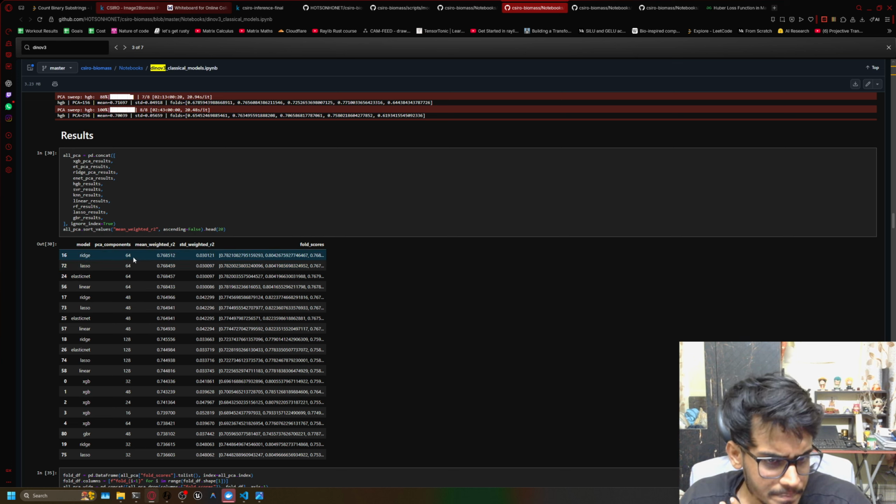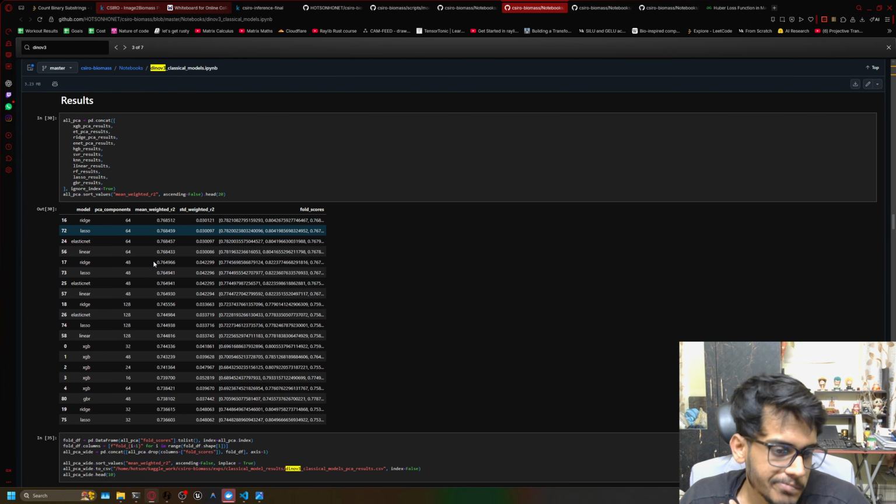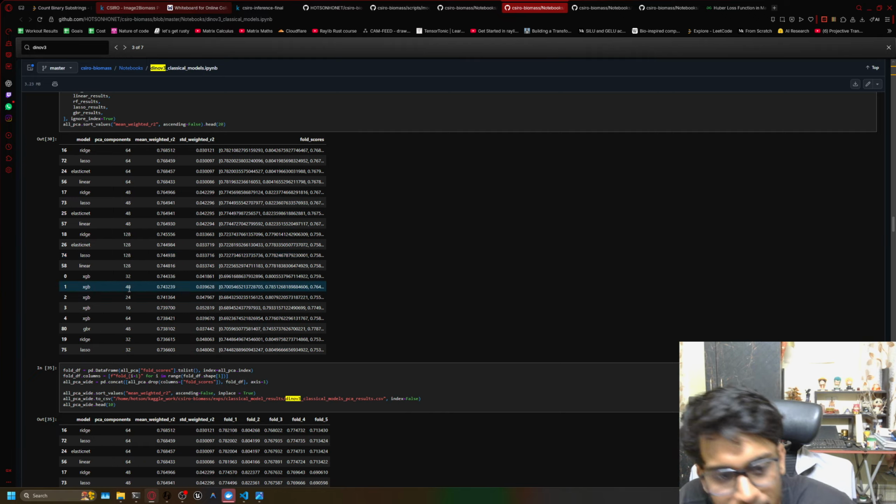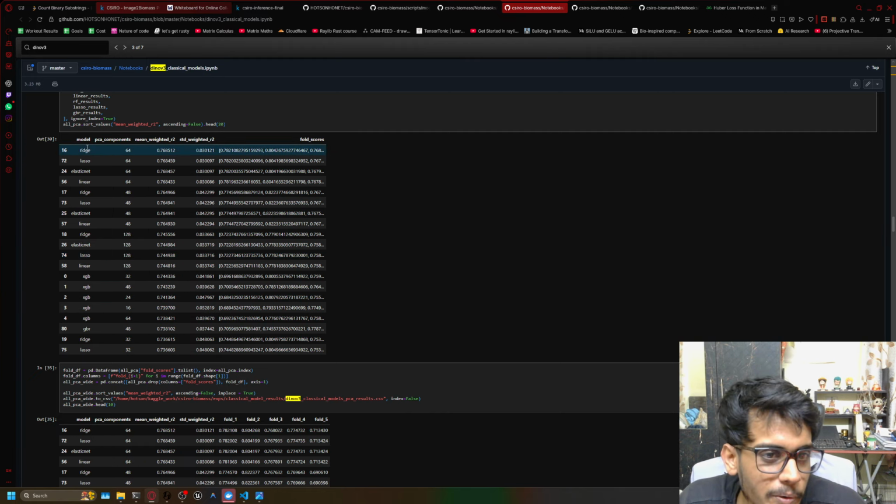From this PCA report, I selected the top 3 models. You can see only one gradient boosting tree model is there, only XGBoost. LightGBM and random forest are not there at all. So I went on to a pretty linear approach. I took the top three models, which are Ridge, Lasso, and Elastic Net.